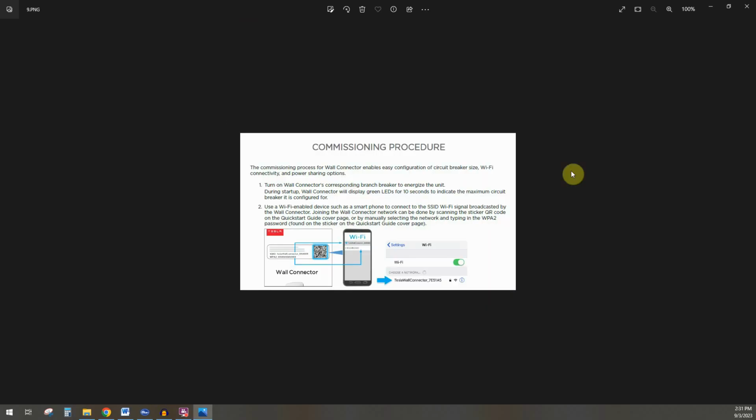I've seen a lot of people have issues with commissioning, me included. I don't know why Tesla made this so complicated. Being that they're a tech company, this should be the easiest part.